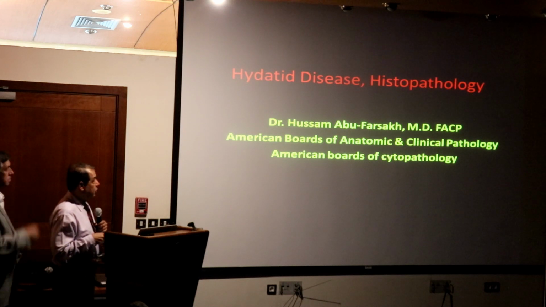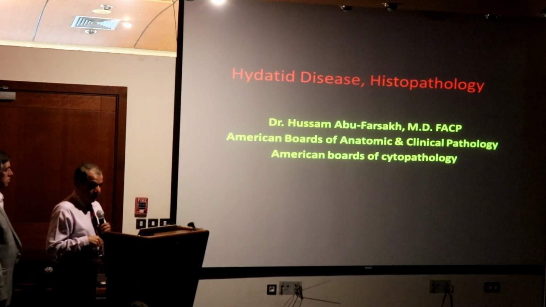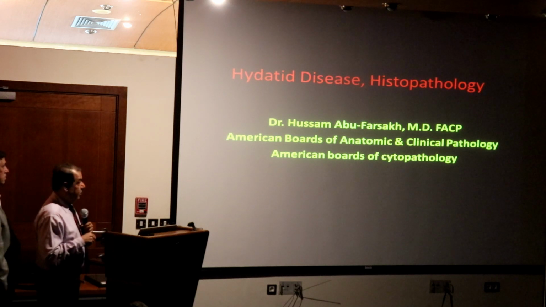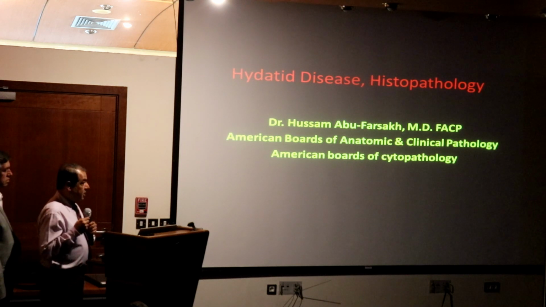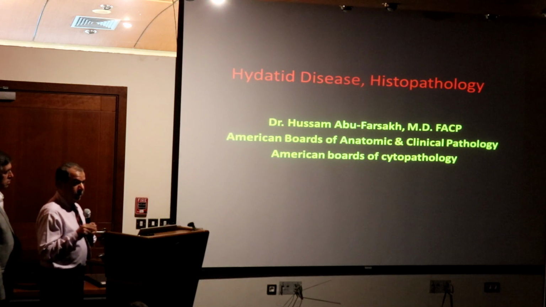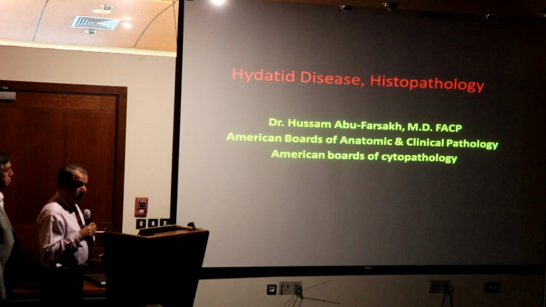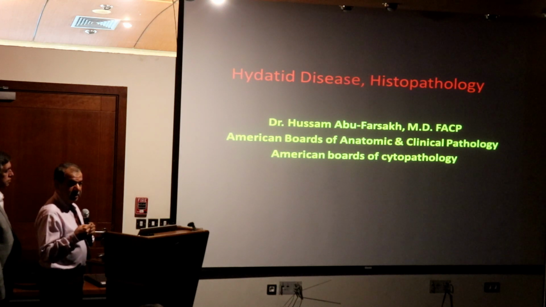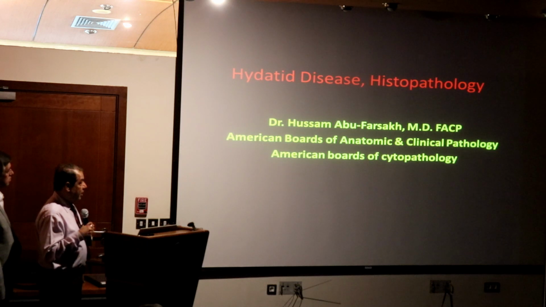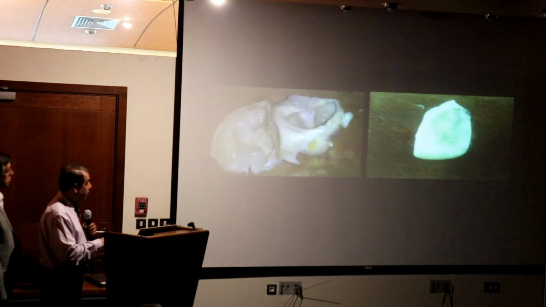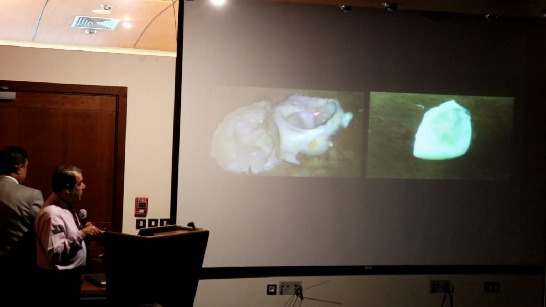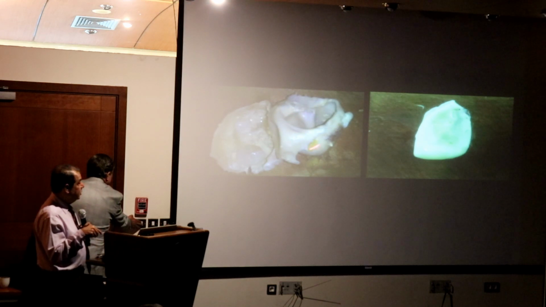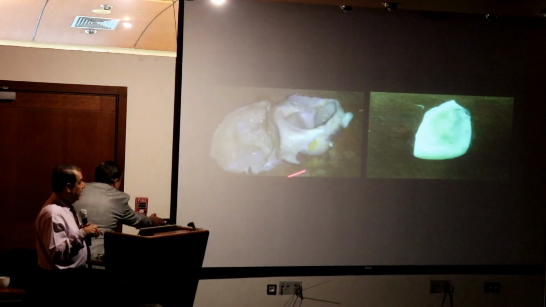I will talk about the histopathology of hydatid disease. The histopathology of hydatid disease has characteristic features. If you don't see them, you cannot call it hydatid. You have to see at least one of these three to call it hydatid disease, because sometimes a hydatid may not have all the features. These are surgical specimens from the liver, showing a very thick capsule, and these are daughter cysts.